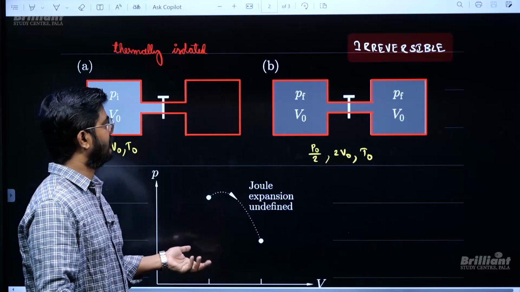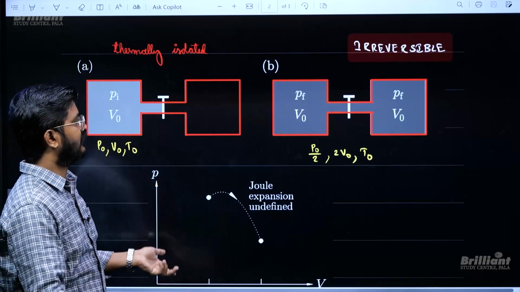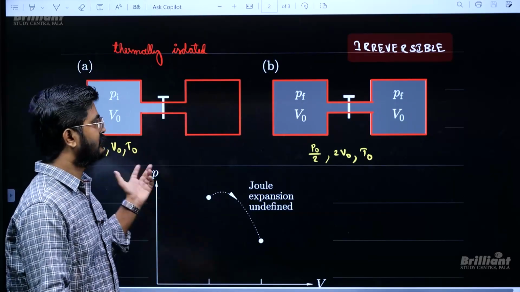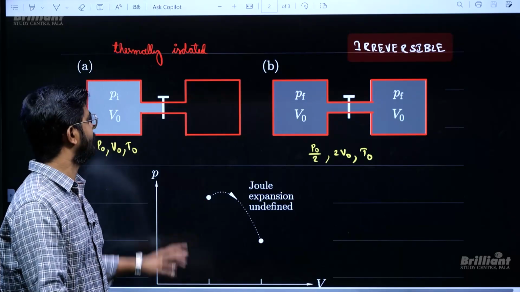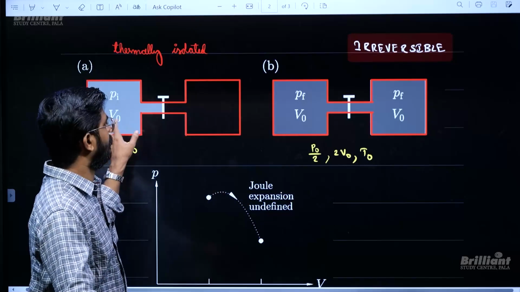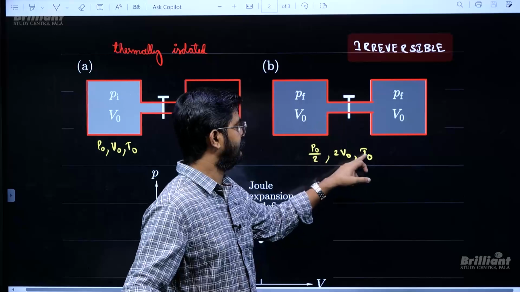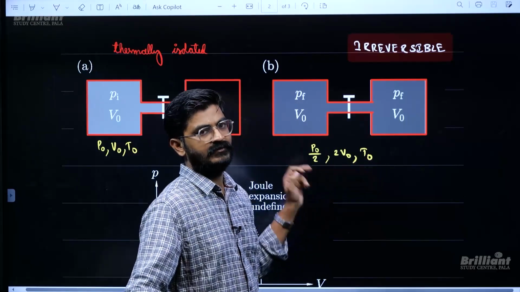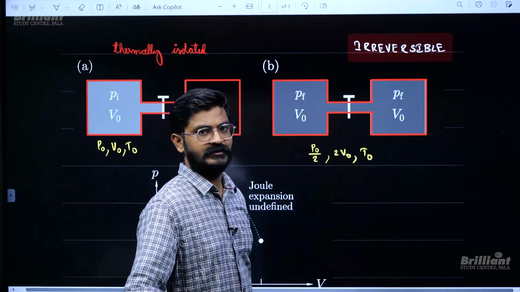So those things you can manage. There is no heat taken from the surroundings, and there is no work done, so there is no change in internal energy. We can conclude the change in internal energy is 0. The other way of saying it is that initial temperature and final temperature are the same. Once the gas has diffused, it occupies a volume of 2V0, but the temperature is the same as initial. By using PV = nRT, if the volume becomes twice, pressure becomes half at the same temperature.